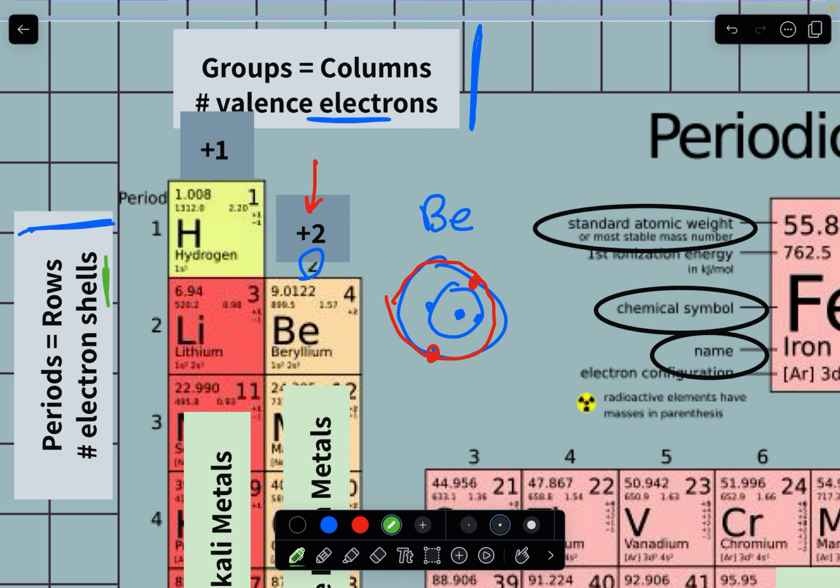For the shells, that's how many circles or how many rings it has around it. We had 1, 2 rings. That's why it's in period 2. Okay, so that's what those numbers tell you.